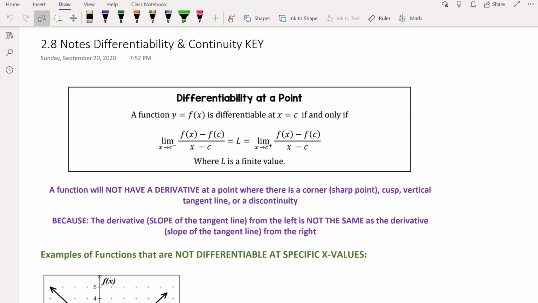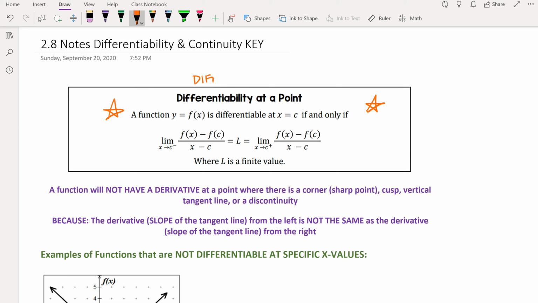All right, y'all. Today we are going to talk about the relationship between differentiability and continuity. So please make sure you get the title of your notes. And then you do not need to write this down right here, but you need to make sure you understand what it means. So go ahead and just listen. Differentiability at a point.